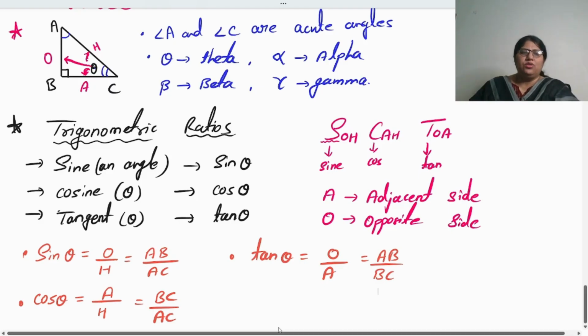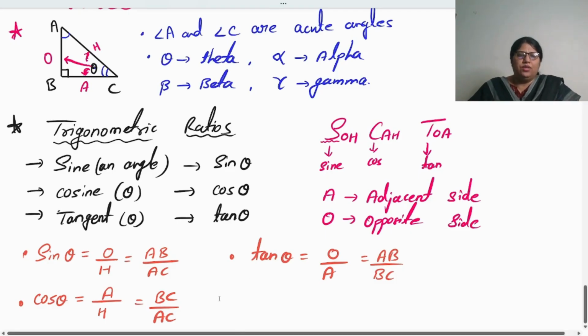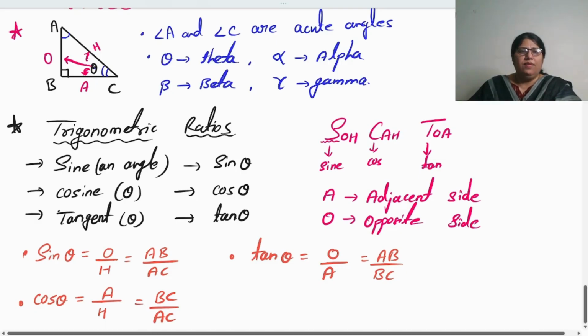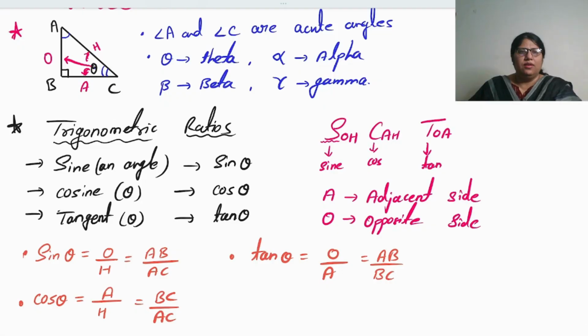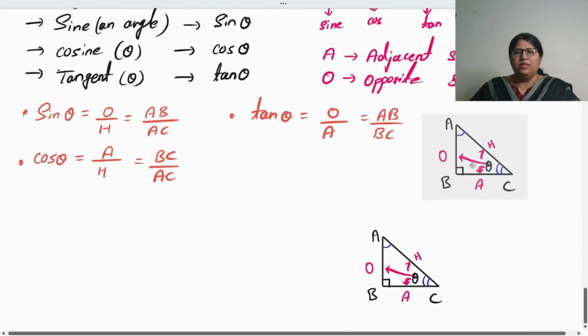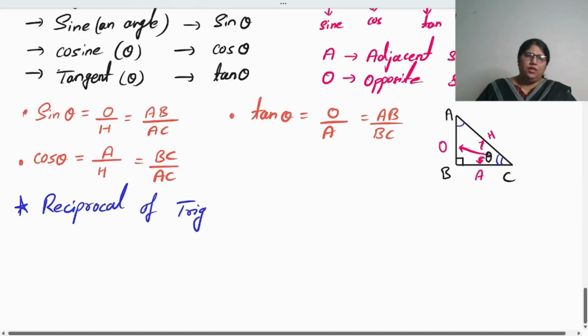Then what are the other three ratios we use? Those are nothing but the reciprocals of these trigonometric ratios, right? So let us consider this triangle again. These are the three basic trigonometric ratios. Then what are the reciprocal ratios? Reciprocal of trigonometric ratios.